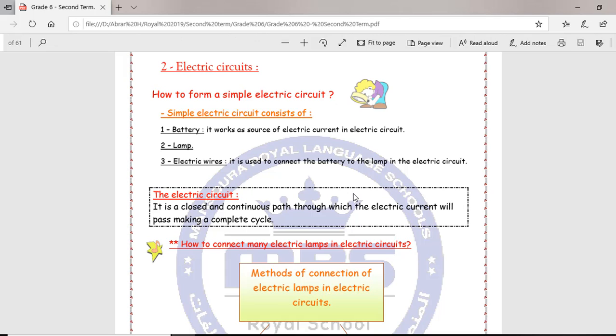The simple electric circuit consists of three main parts: battery, lamp, and electric wires. What is the importance of battery? It works as a source of electric current in the electric circuit. What is the importance of the lamp? It's used to indicate the passage of the electric current. What is the importance of the electric wires? They are used to connect the battery to the lamp in the electric circuit. So each part of the electric circuit has its own function.